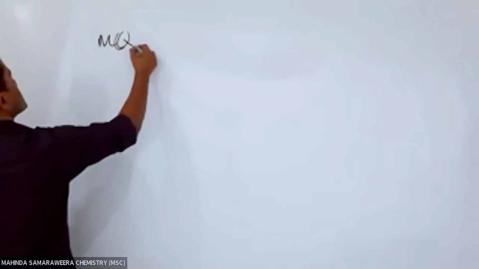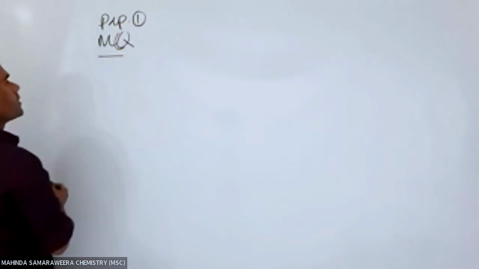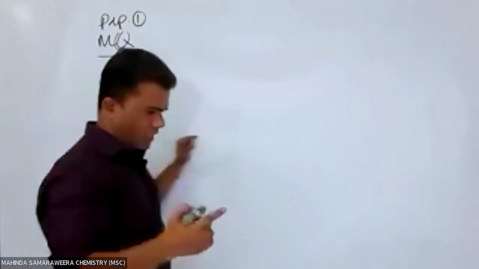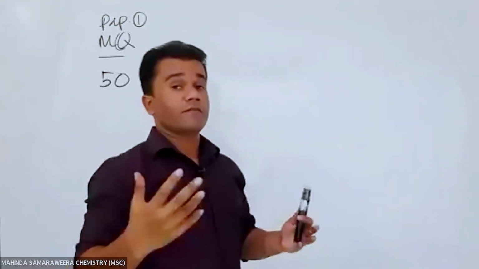The paper has an MCQ part first. It's called paper 1. In O-level science, you had only 40 MCQs, I think. But here, you have 50 MCQs. So that's good, Nick. You have 50 MCQs this time.